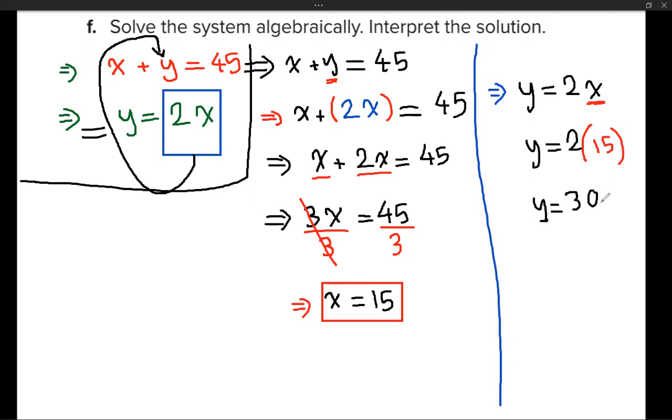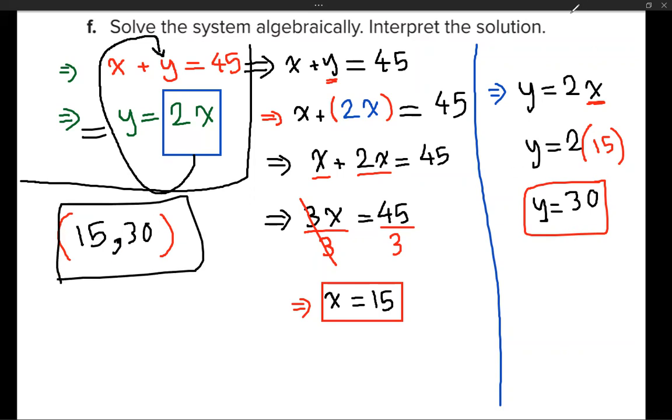How can we now represent the solution as a point? We open parentheses. The x-coordinate for the intersection point between these two equations, or the solution of this system of equations, is 15 for x, and the y-coordinate is 30.